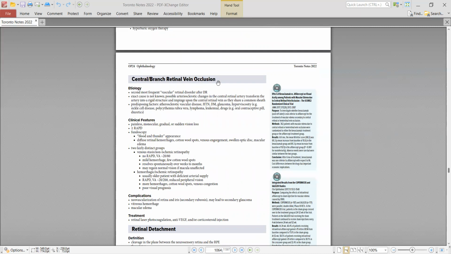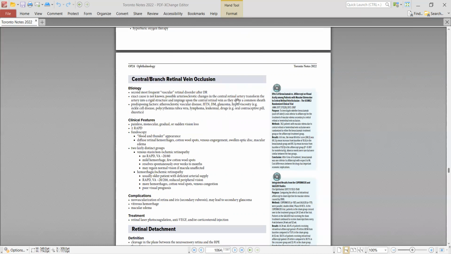CRVO, or central retinal vein occlusion. This is the second most frequent cause of retinal disorder after diabetic retinopathy. Diabetic retinopathy is the most common, then CRVO is the second most frequent vascular retinal disorder. The cause is actually not known. Idiopathic. The exact cause is not known.